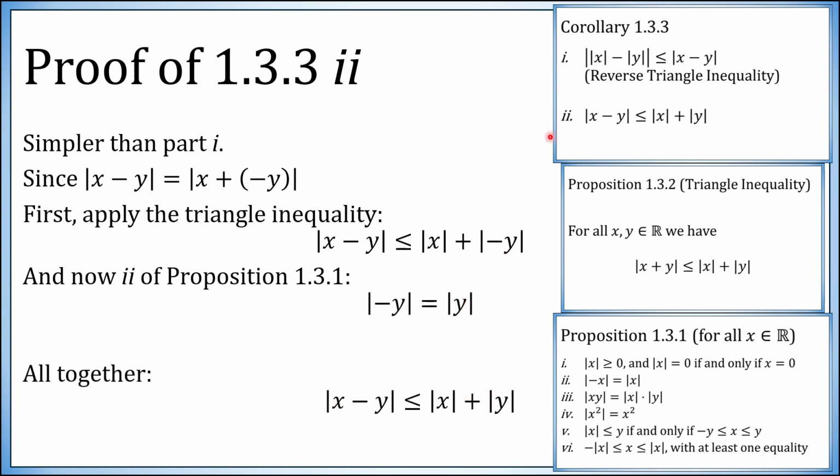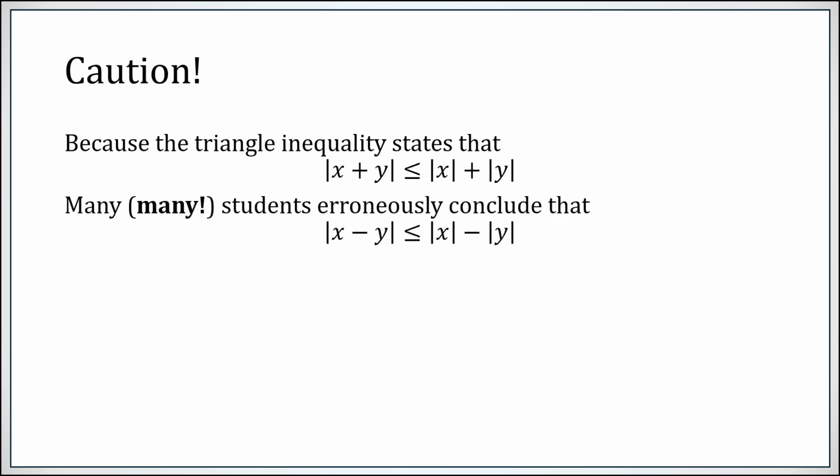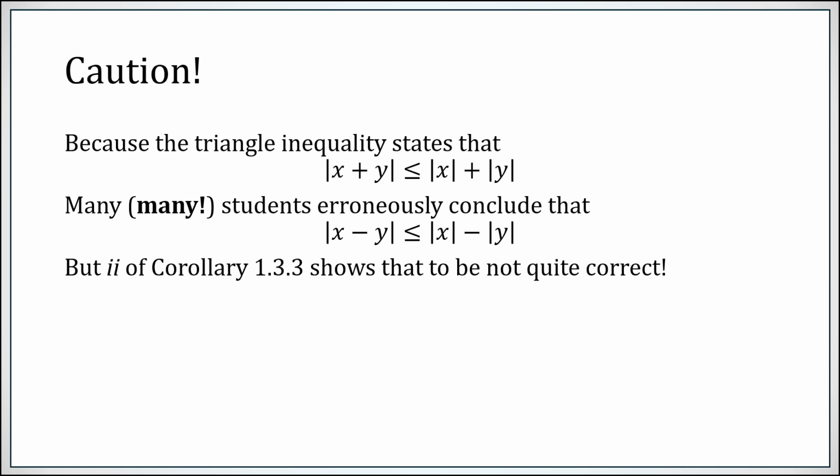We really established item 2 as its own thing just to point out a pretty common error. The absolute value of x minus y doesn't get broken up as the absolute value of x minus the absolute value of y with the triangle inequality. Nope, with a plus. And this is a very common error because the triangle inequality has the absolute value of one thing plus another, and then you replace it with one absolute value plus another. People get in the habit of just saying, oh, the plus stayed a plus, therefore a minus will stay a minus. But the whole purpose of item 2 of corollary 1.3.3 was to show that's not quite true.